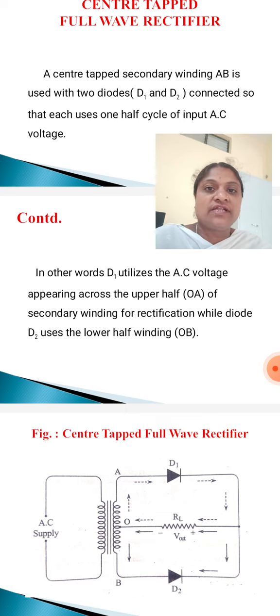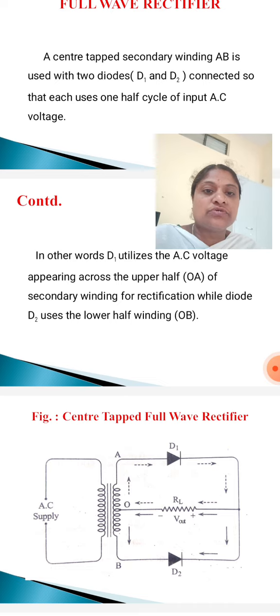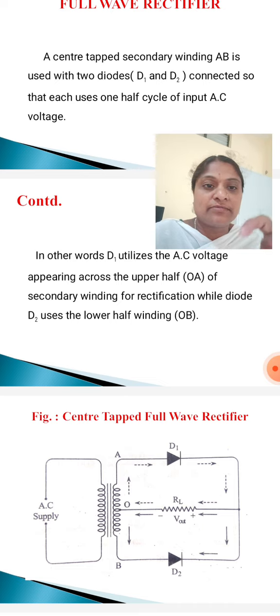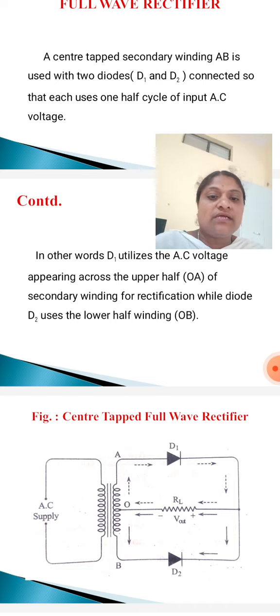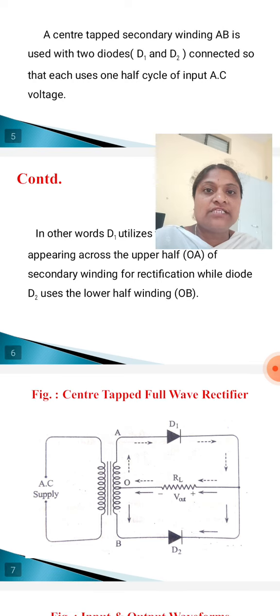First of all, we apply the input AC signal to the primary of the transformer. This signal goes to the secondary winding of the transformer by mutual induction. These two parallel lines represent mutual induction. Now the AC supply is across the AB terminals of the secondary winding. A center tapped secondary winding AB is used with two diodes D1 and D2.